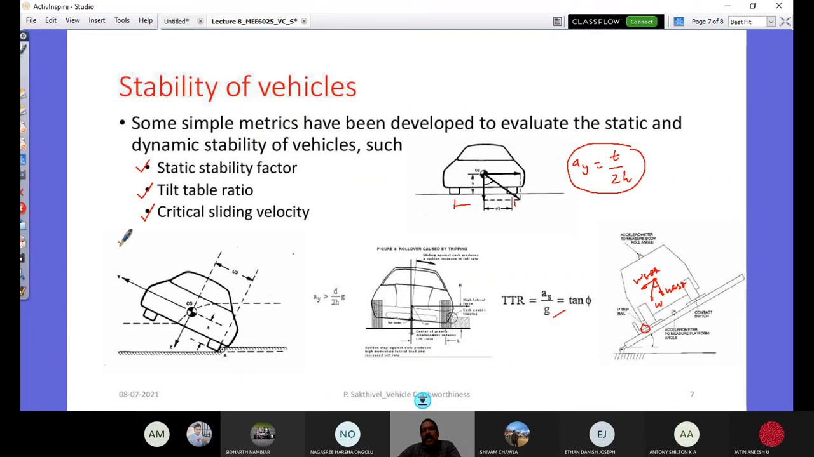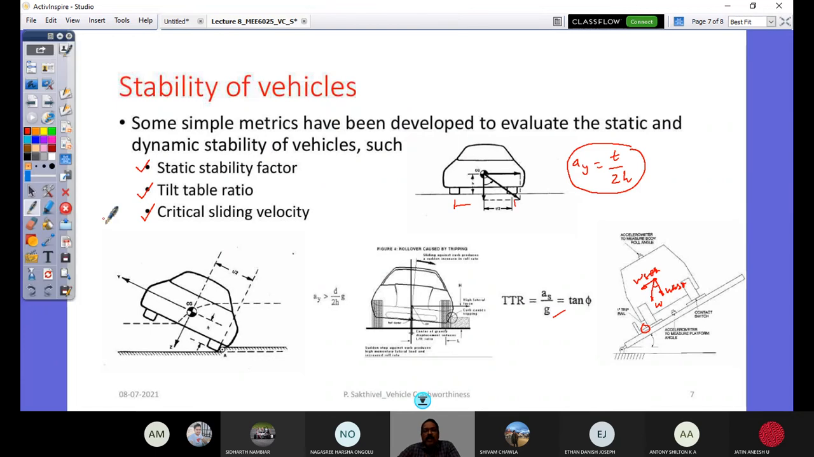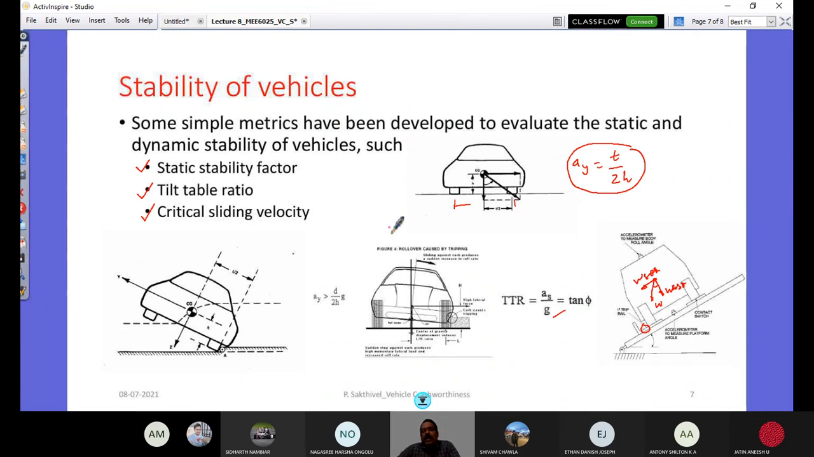And this rollover can be prevented not only by passive safety system restraints in the vehicle, but also by an active safety system like an electronic stability program. The critical sliding velocity can be increased so that the rollover phenomenon does not take place, or an unstable state can be prevented. So these are all things that we will witness through videos and confirm, and that is how I would like to end our lecture today.